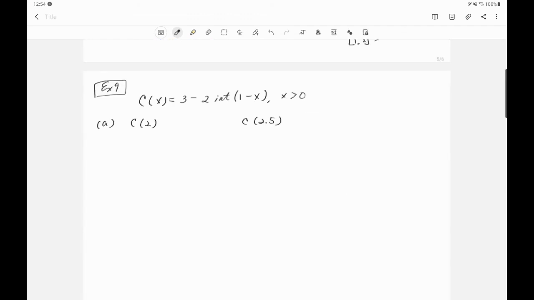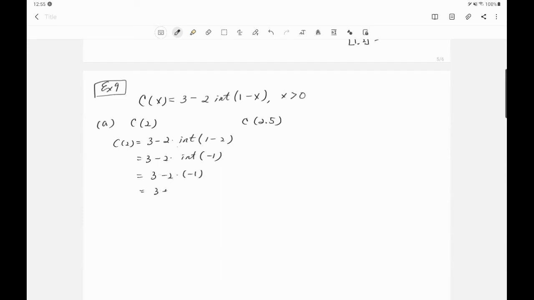Okay, now C of x is the cost of parking in x hours. So let's evaluate C of 2. C of 2 is just plugging in 2 for x. So 3 minus 2 times, int means what? Find the greatest integer, right? The greatest integer that is equal to or less than this number. So plug in 2. Then this is equal to 3 minus 2 times the greatest integer of negative 1. Negative 1 is negative 1, isn't it? It's an integer, so 3 minus 2 times negative 1.